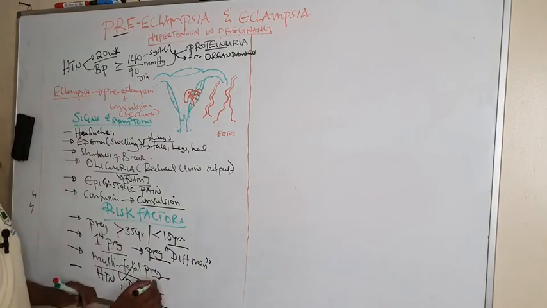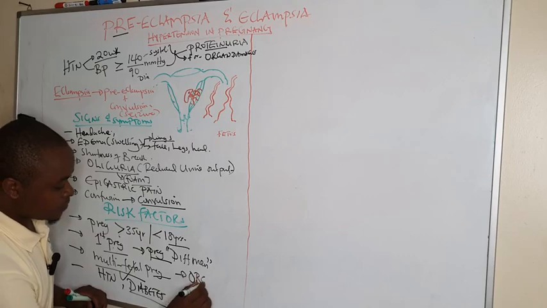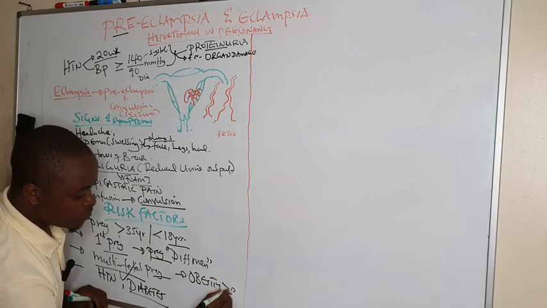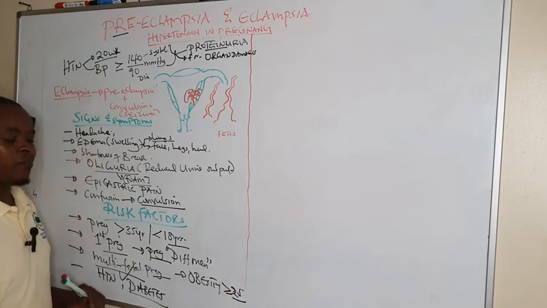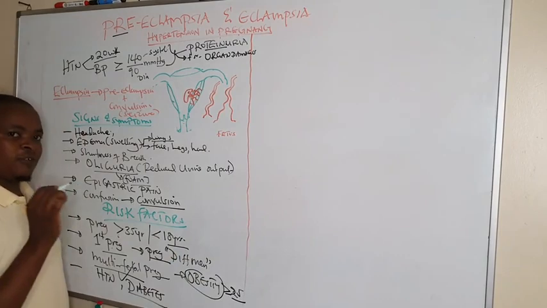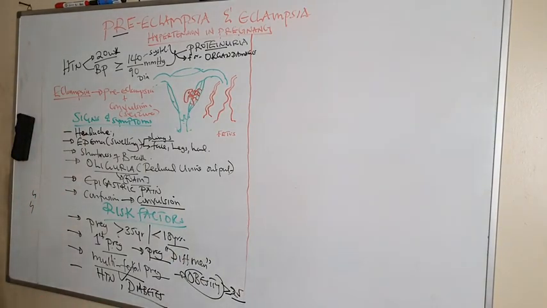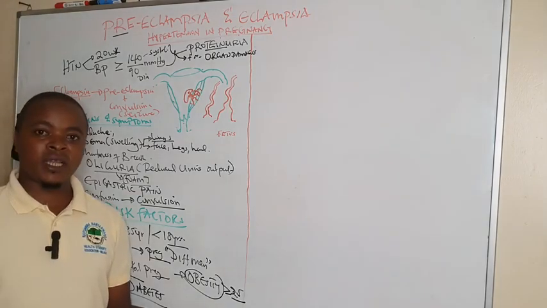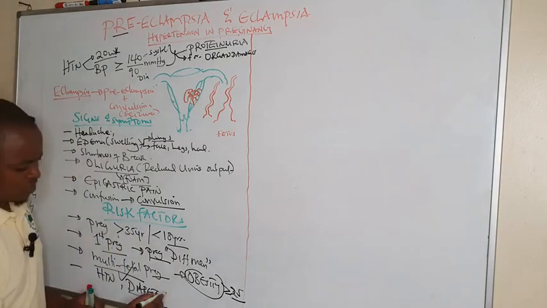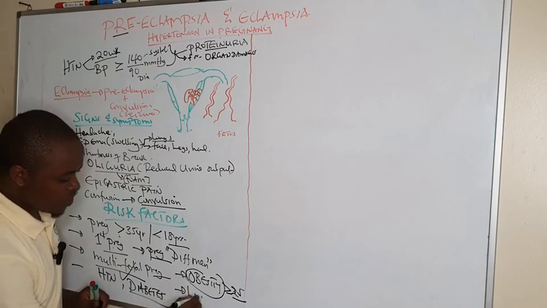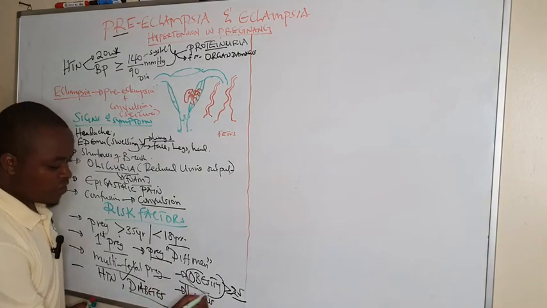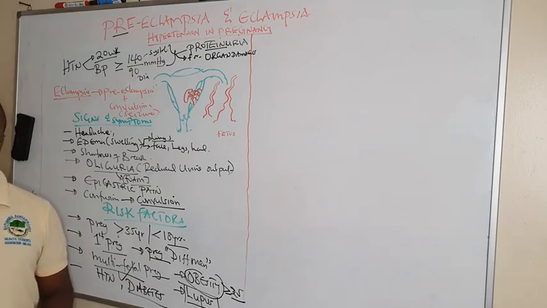Then the last risk factor is obesity, whereby you have a BMI greater or equal to 25. If your body mass index is greater than 25, it means you are obese, so you can be at a risk of also getting preeclampsia. So these are some of the risk factors which can result in preeclampsia. And another one which is not so common is someone with lupus erythematosus. This is an immune disorder which can trigger blood pressure in pregnancy.